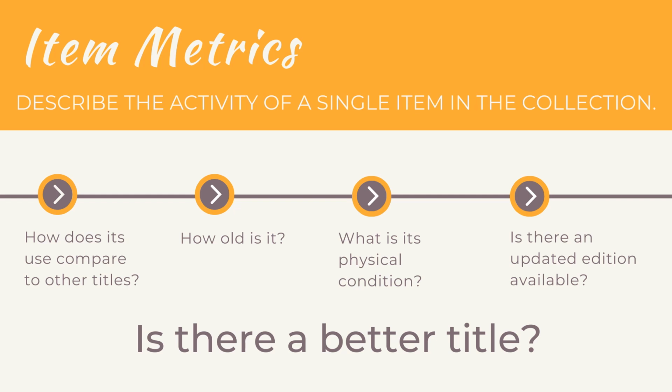What is the physical condition of Title A? Is it fragile or will it hold up to many uses? Is there updated information in a different title or a newer edition of Title A? What are the dimensions of Title A? Will it fit comfortably on the shelves? Will it require special processing? How much time has elapsed between uses of Title A? Is it gaining popularity or is demand waning?